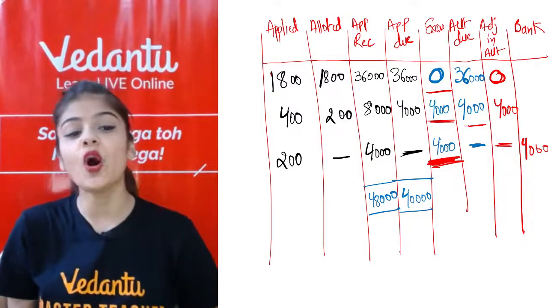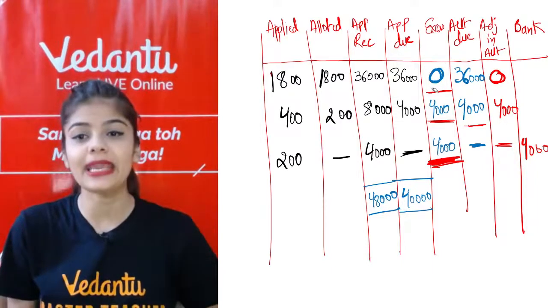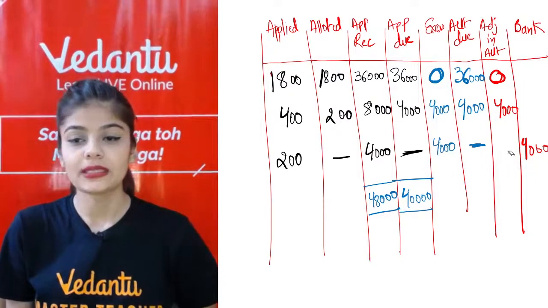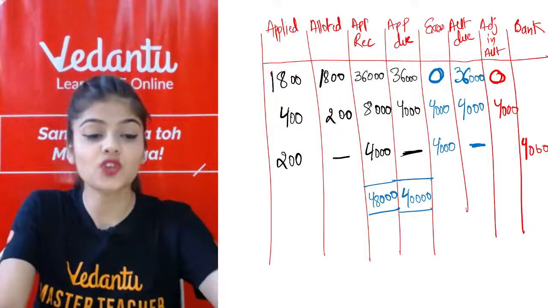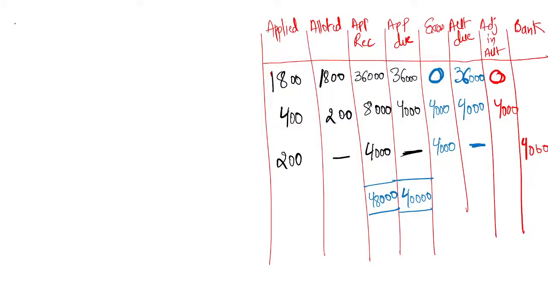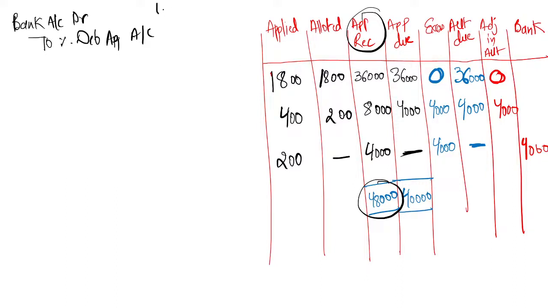So this is your oversubscription table. Now we will pass the journal entries. So first entry will be bank account debit to percentage debenture application account. How much application money is received? Application money received is 48,000.